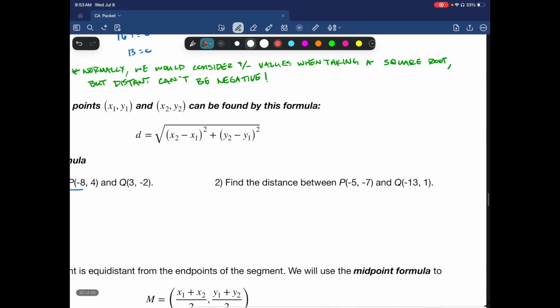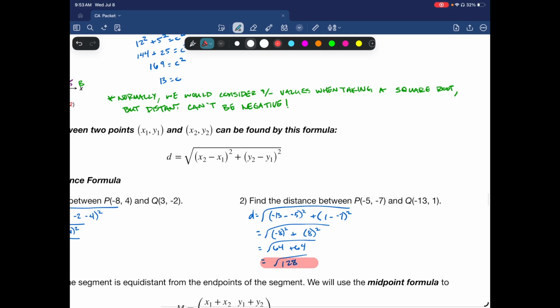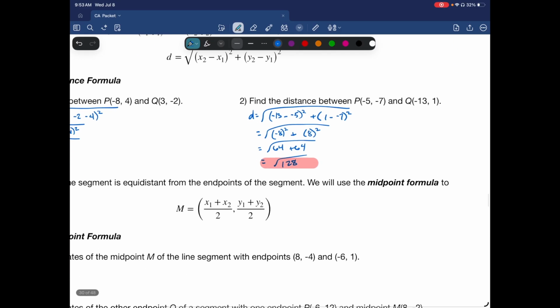Number 2, I'm going to do the same thing. Distance equals the square root of -13 minus -5 squared plus 1 minus -7 squared. -13 plus 5 is -8 squared, plus 1 plus 7 is 8 squared. So I get 64 plus 64, which is the square root of 128. Once again, leave it in exact form, and that's your answer.